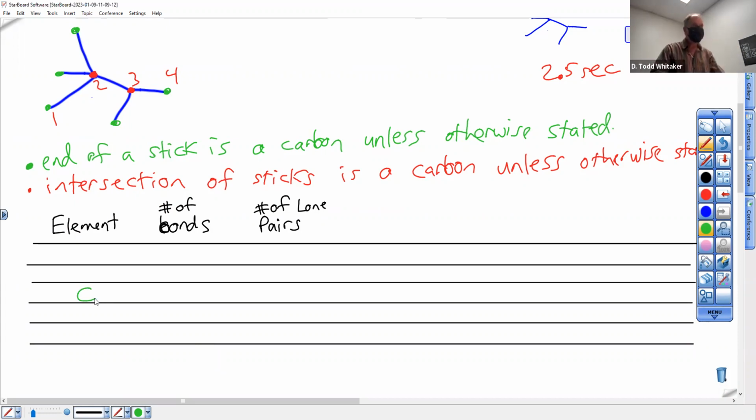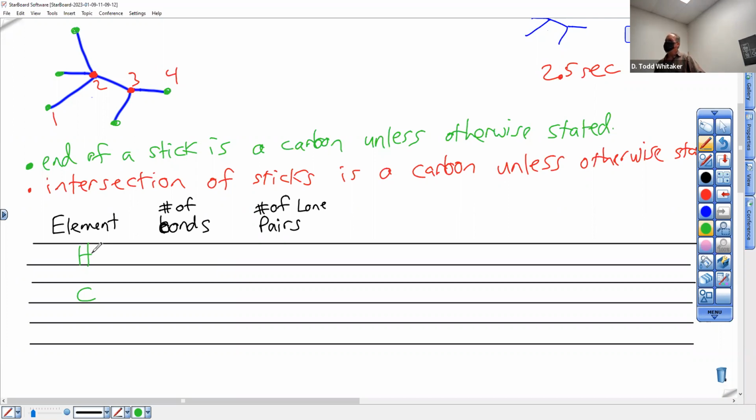What is the second most important element in this course? Hydrogen. Do you know why? Because every organic molecule has carbon bonded to hydrogen at least once. If it doesn't have carbon bonded to hydrogen at least once, it's not an organic molecule. Okay.